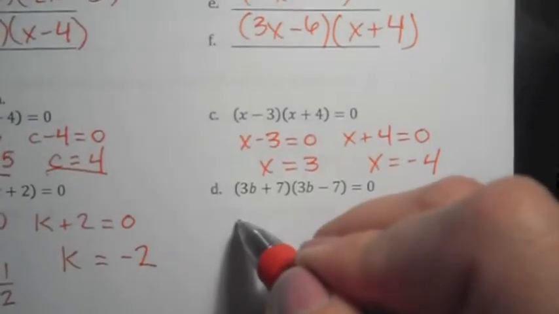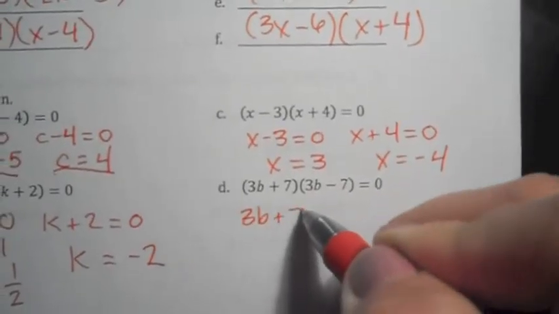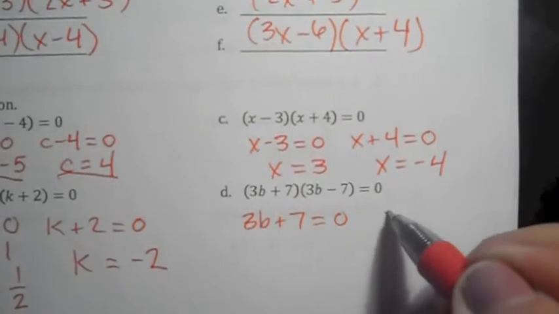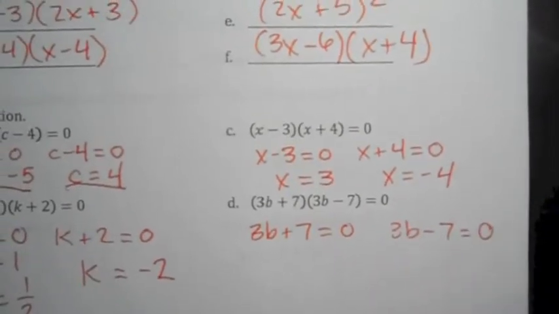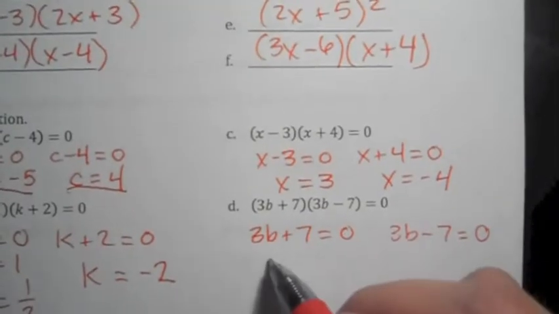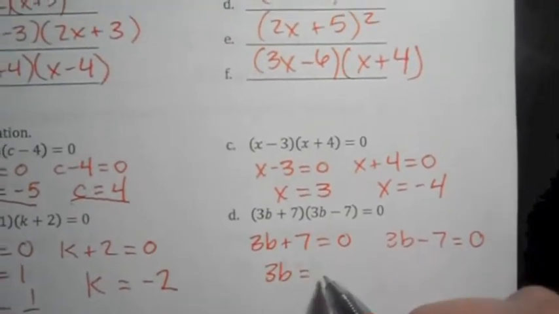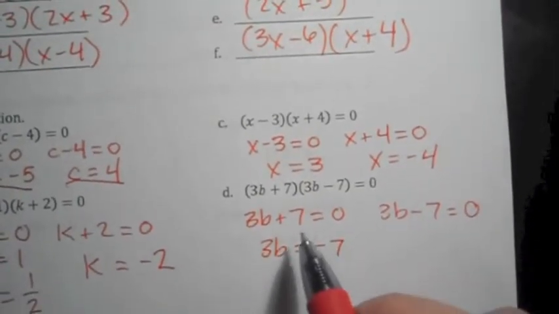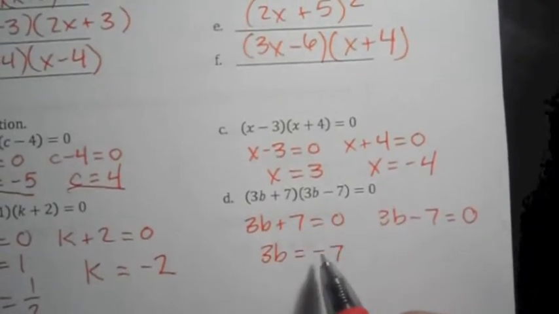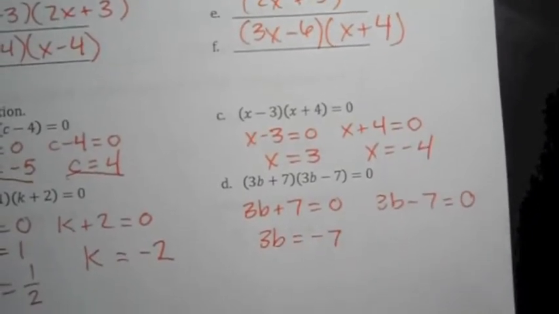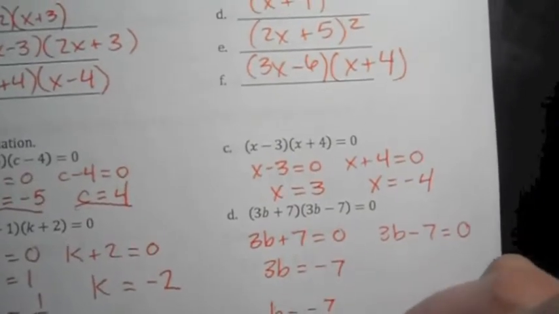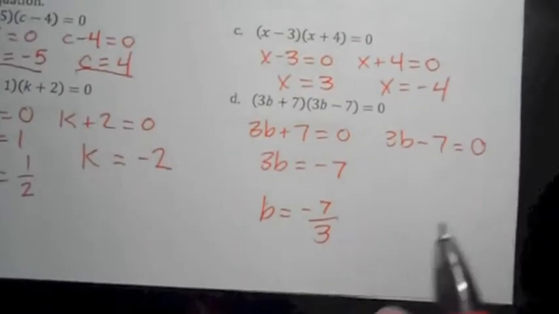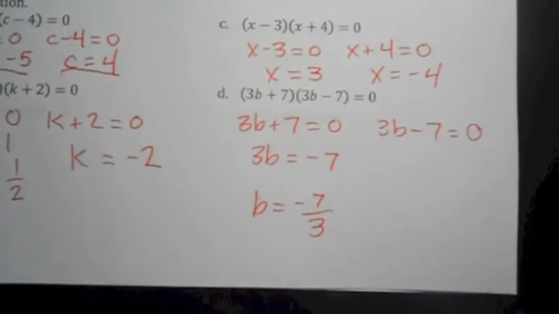Set each factor equal to 0. We need to get the b term by itself, so we send the positive 7 to the other side, making it a negative 7. Still need to get b by itself, so we divide by 3. And you can leave your answer as a fraction.